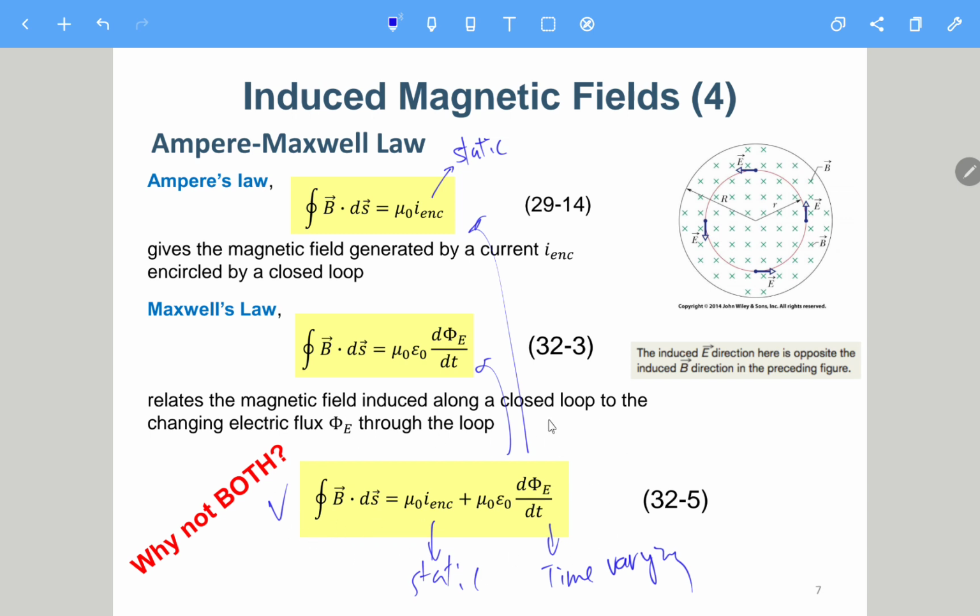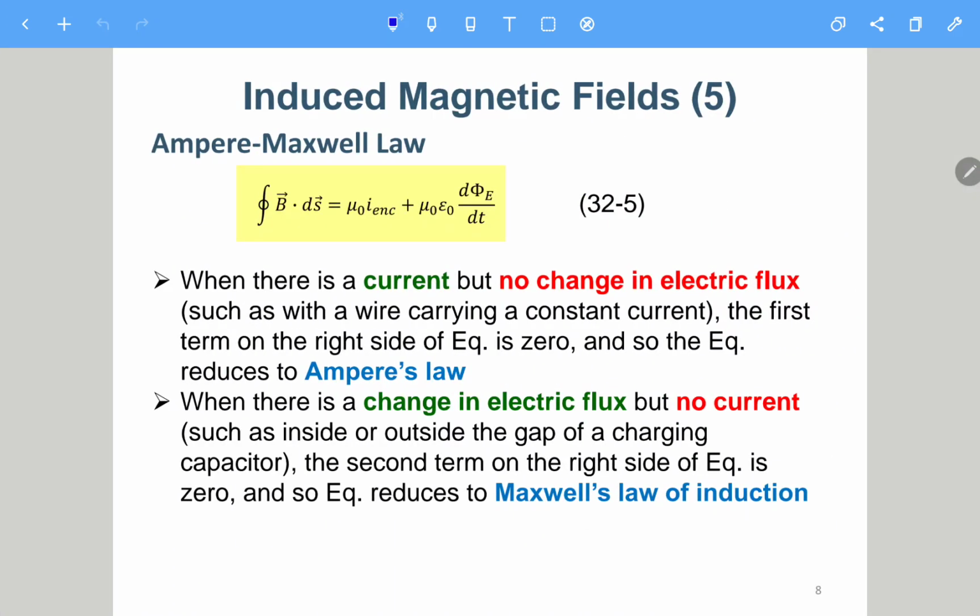And in this textbook, you just call it the Ampere-Maxwell's law. Yeah, but some other material just call it Ampere's law for the whole thing. But just a name, it doesn't really matter. So in this textbook, it's called Ampere-Maxwell's law for the whole equation.